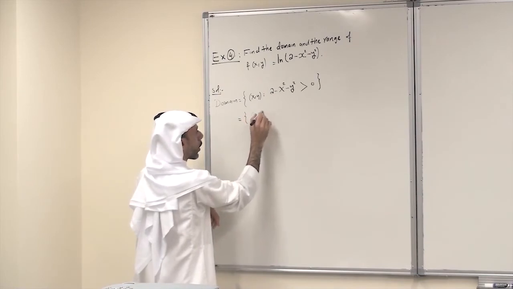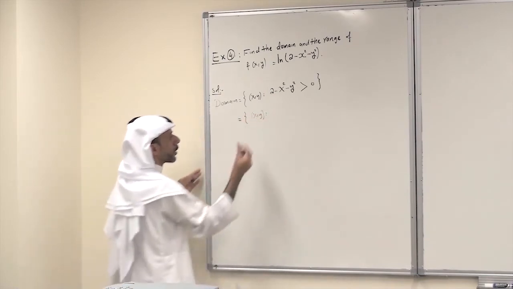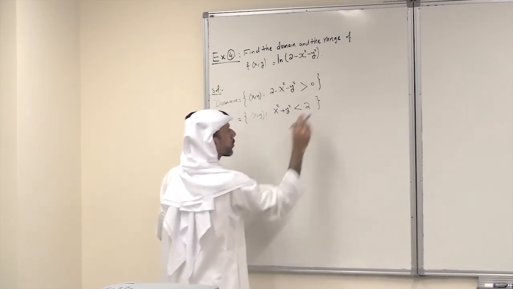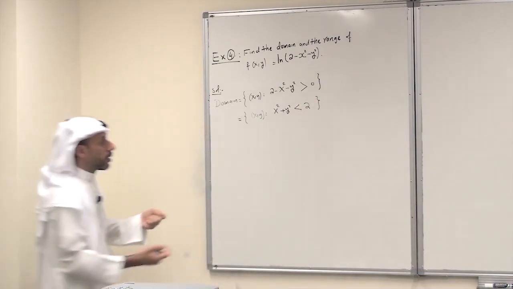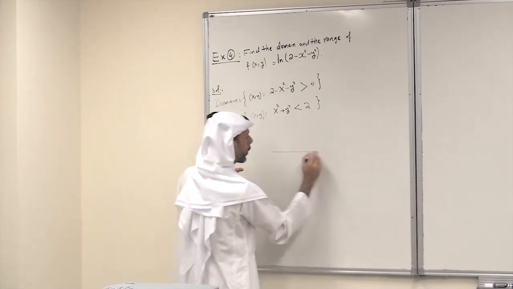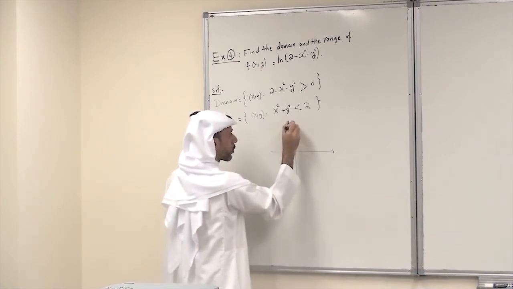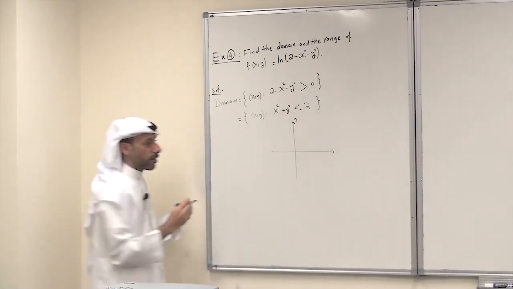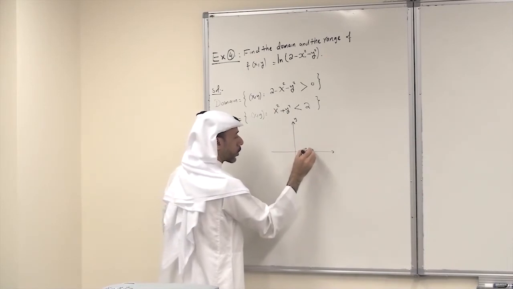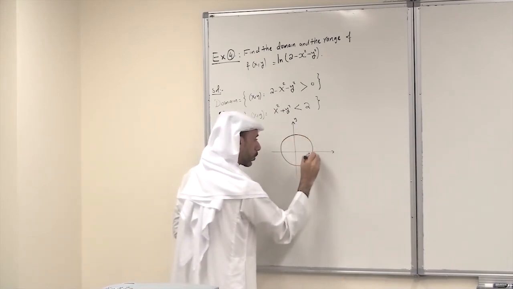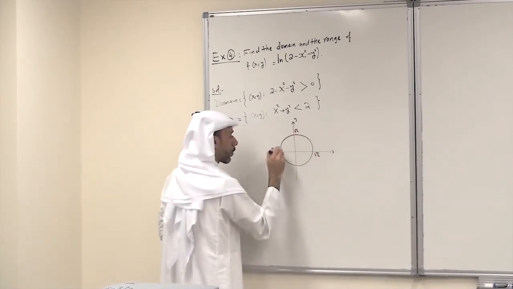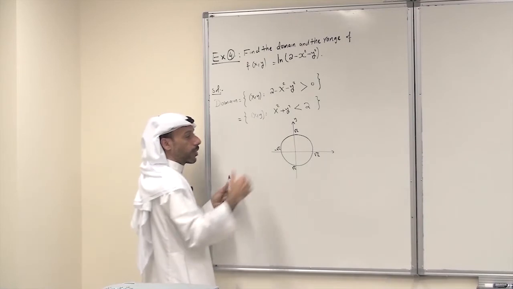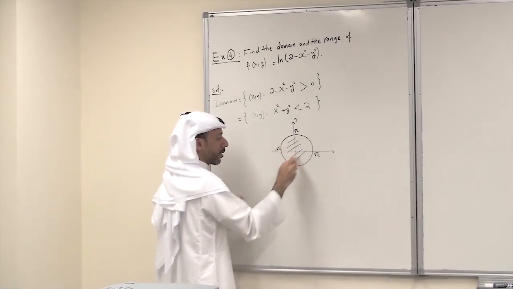This is the set of all points x, y such that x squared plus y squared is less than 2. Graphically, in the xy plane, if I take x squared plus y squared equals 2, I get a circle with center the origin and radius root 2. Now I need x squared plus y squared less than 2, so I will take all points inside the circle.